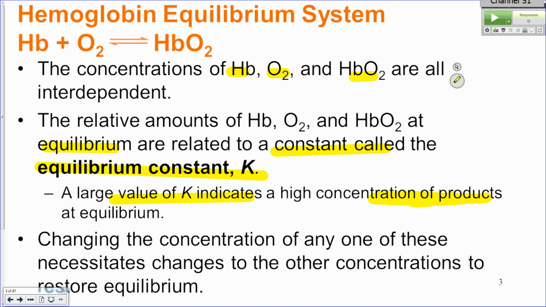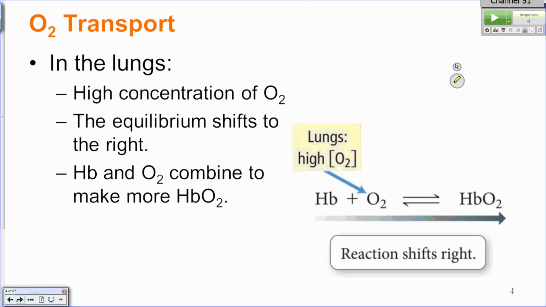equilibrium. But if we change the concentration of any one term in this system, so hemoglobin, oxygen, or the bound hemoglobin, what happens is it's going to force a response or a change to everything else. They're all interrelated or tied together. You change one component, the others have to do something to respond to that.